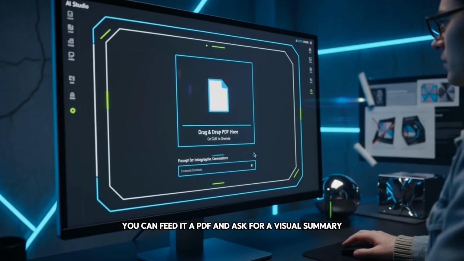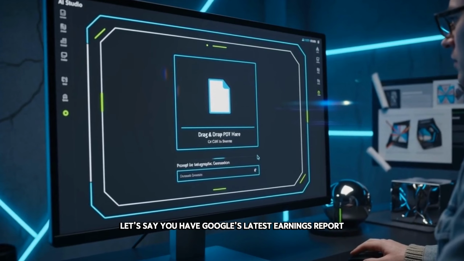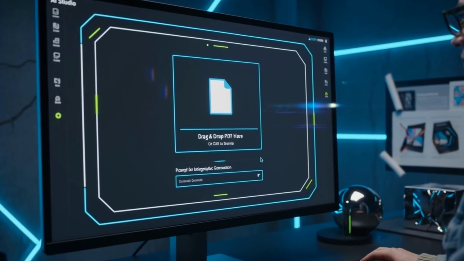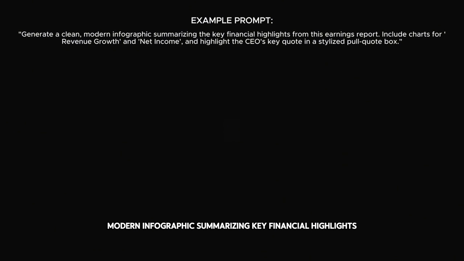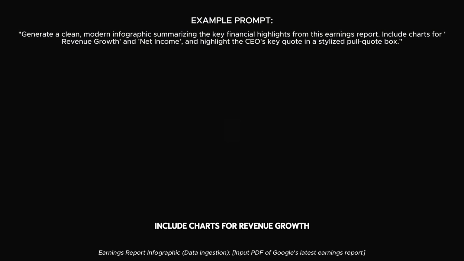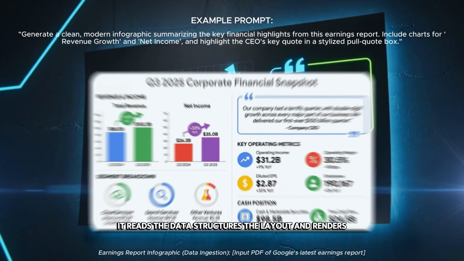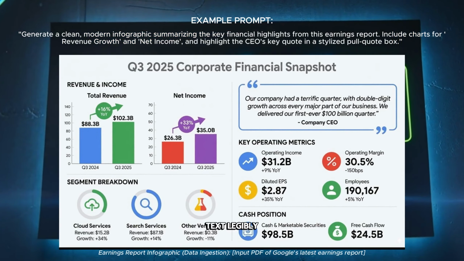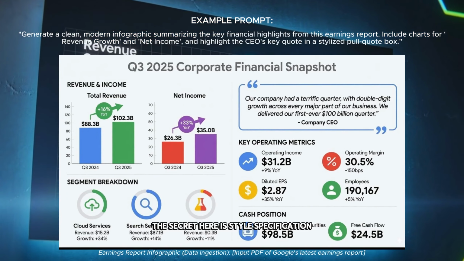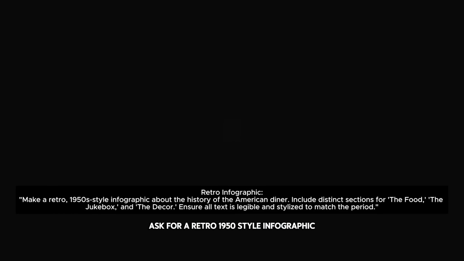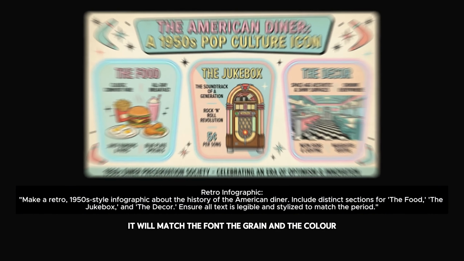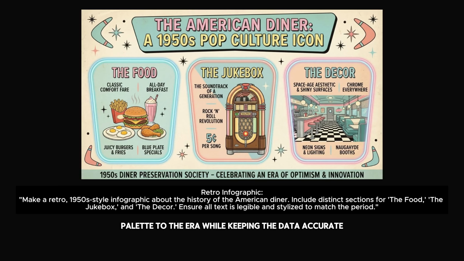You can feed it a PDF and ask for a visual summary. Let's say you have Google's latest earnings report. You upload the PDF and prompt, "Generate a clean, modern infographic summarizing key financial highlights. Include charts for revenue growth and a stylized pull quote box for the CEO." Boom, it reads the data, structures the layout, and renders the text legibly. The secret here is style specification. Don't just say infographic. Ask for a retro 1950s style infographic about the history of the American diner. It will match the font, the grain, and the color palette to the era while keeping the data accurate.